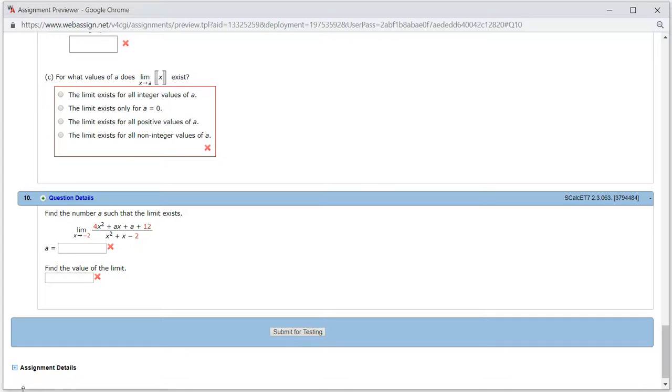All right, let's look at homework 2.3, problem number 10. We want to find the number a so that this limit exists. Let's do that.